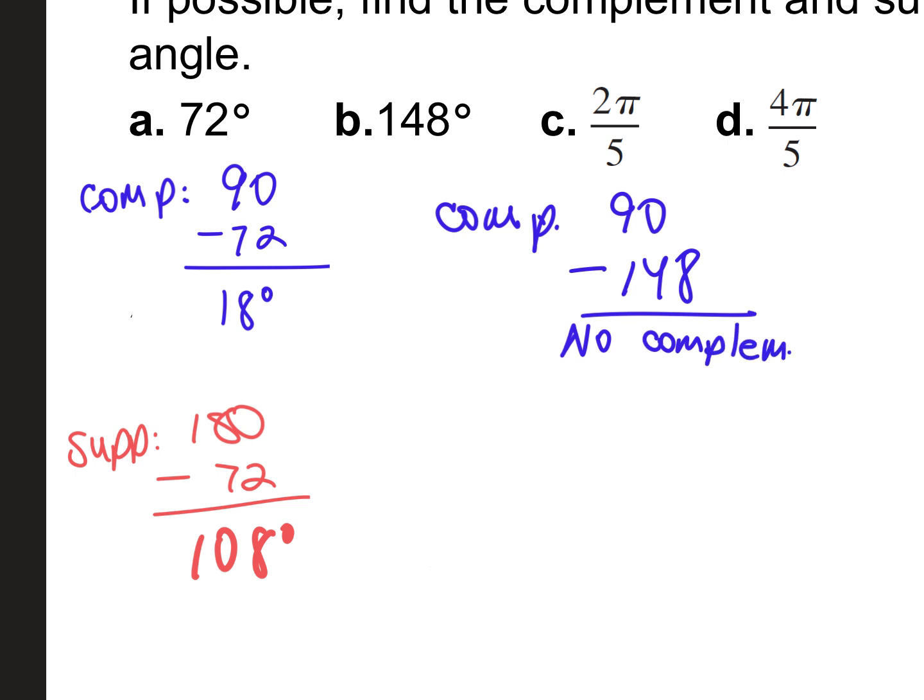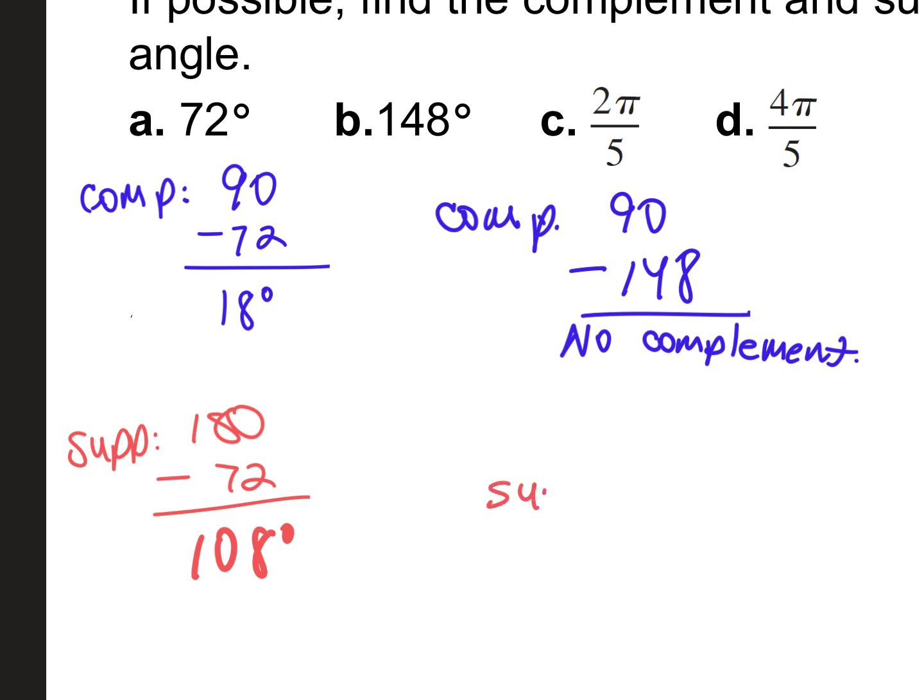There's no complement. In order to get a complement or supplement, the two angles have to add to 90 or add to 180. If it's bigger than 90, then there is no complement. But you always have to have the angle second in this case. It's 90 minus and 180 minus, not the other way around. Just got to be careful with that.